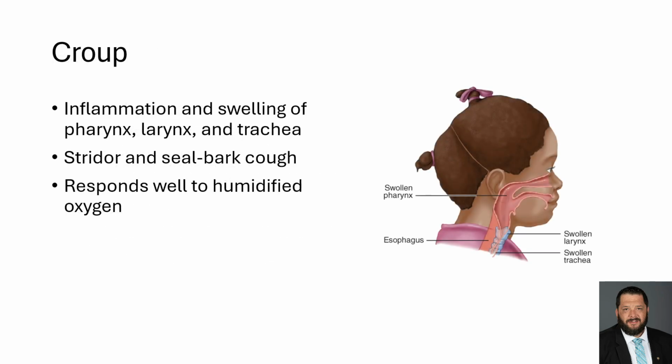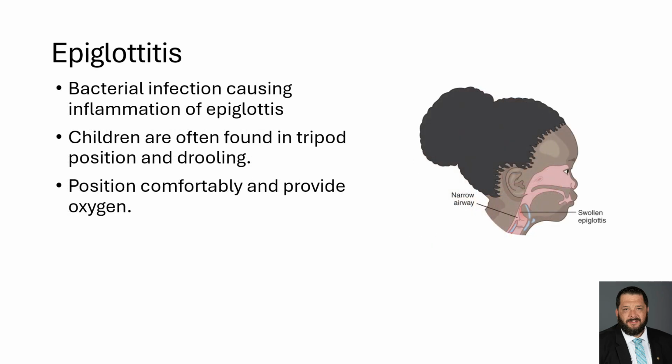Croup is inflammation and swelling of the pharynx, larynx, and trachea. It is hallmarked with a presentation of the seal bark cough. And I'm sure you'll find some additional videos in the learning material and audio files that help you listen to this. It's a very distinct stridorous or coarse sound that has a seal bark cough associated with it. These patients do respond well to humidified oxygen and ultimately will need infectious treatment to further improve these conditions.